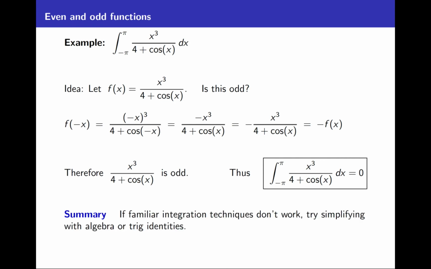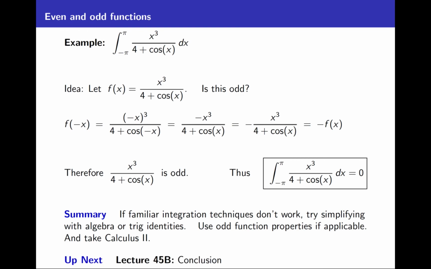That's about it for today. Our summary is, if familiar integration techniques don't work, try simplifying with algebra or trig identities, or use odd functions if applicable, and take Calculus 2. We're almost done with Calculus 1. Coming up next, in Lecture 45B, our conclusion, we'll wrap this course up. So I will see you then, and goodbye.